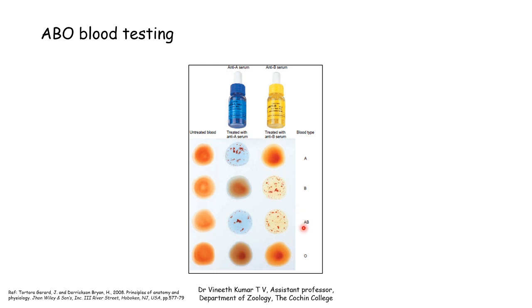In AB, as we said, you have both the antigens. So if you see clumping in two of the drops of blood, you can predict that there is clumping when you added antibody A, as well as clumping when you added antibody B. As a result, in this blood both A and B antigens are present, and the blood group is AB.